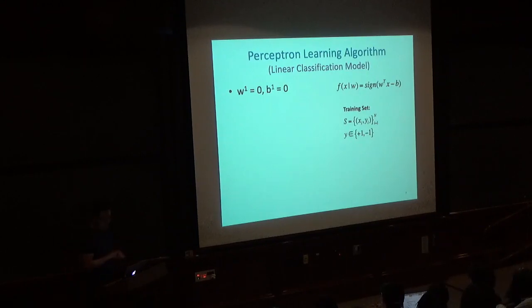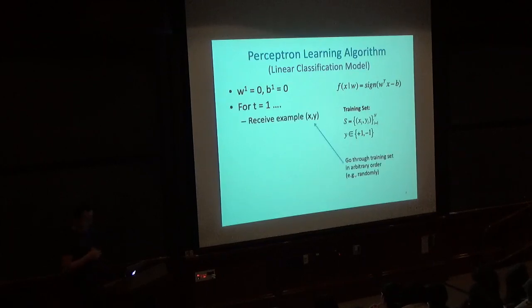We initialize the parameters of our function to the origin. This is not strictly necessary, but it makes the analysis cleaner. Then we iterate for a number of time steps, where t is the index of the time step of learning. At every iteration, we receive an example from the training set. For example, you could randomize your training set and go through the examples in some random order. It doesn't actually have to be random, it could be arbitrary.